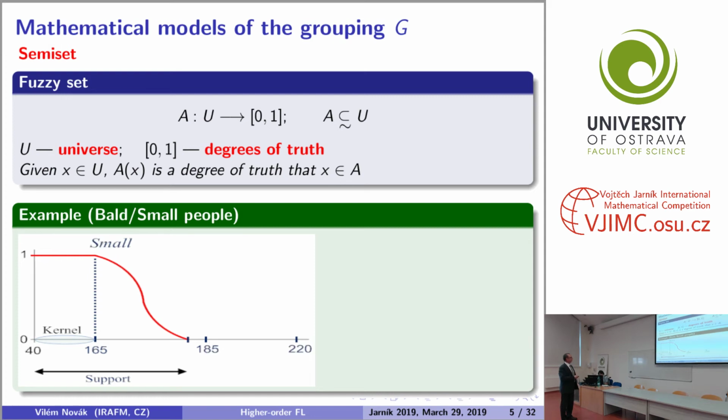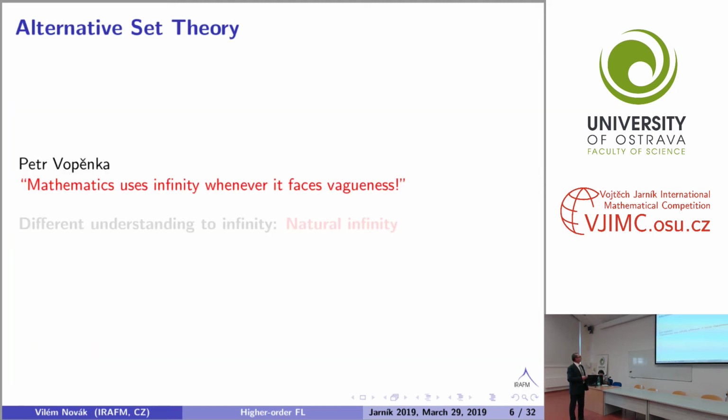Here is another example for small people. For example, we know that the smallest considered adult, the smallest man or woman, had something like 40 centimeters. The tallest thinkable people have 220 centimeters. So the kernel people, who for sure are small, are up to, say, 165. And then there are borderline people, and it is finished somewhere before 180. So this is a fuzzy set. I will return to this later on when speaking about fuzzy logic.